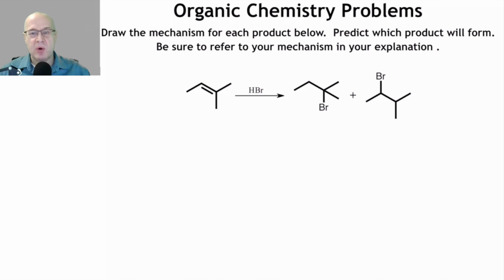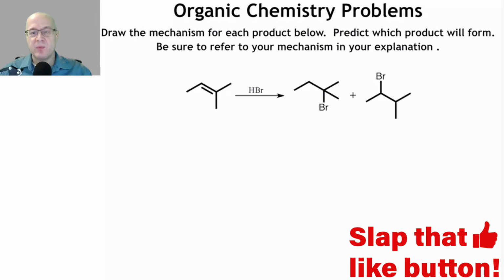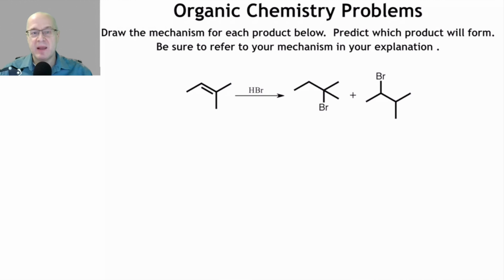Draw the mechanisms to show each product. Predict which product will form. Be sure to refer to your mechanism in your explanation. Not a problem. This is a classic question in organic chemistry. Classic. You see this all the time. This is Markovnikov addition, essentially. Markovnikov addition says that the proton will go to the least substituted carbon and the nucleophile will go to the most substituted carbon. Something like that is what Markovnikov's rule says.